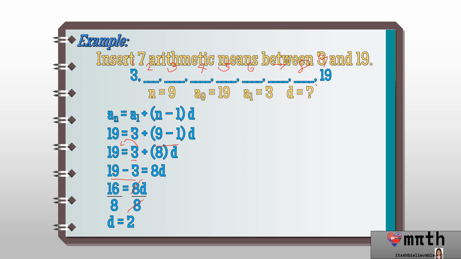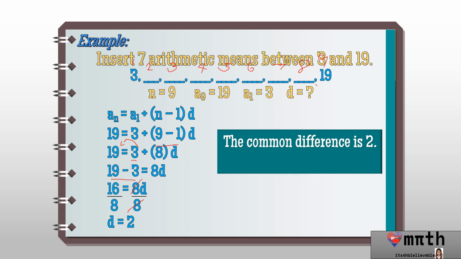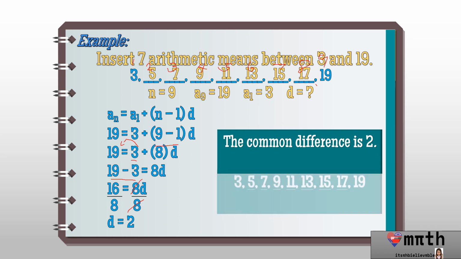Since we already have the value of d, or the common difference, we can get the next terms after 3 by simply adding the value of d, which is 2. So 3 plus 2 will be equal to 5. 5 plus 2 will be 7. 7 plus 2 will be 9. 9 plus 2 will be 11. 11 plus 2 will be 13. 13 plus 2 will be 15. And 15 plus 2 will be 17. And to check if this is correct, 17 plus 2 will be 19.